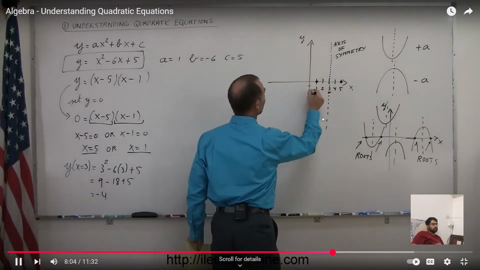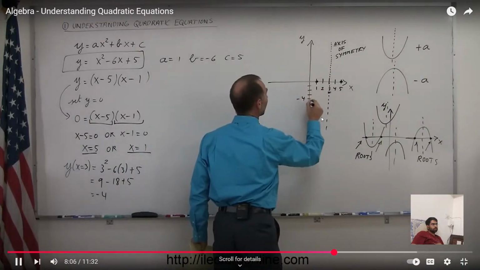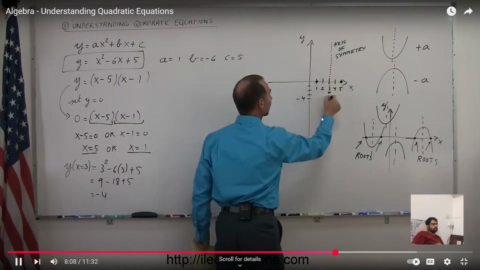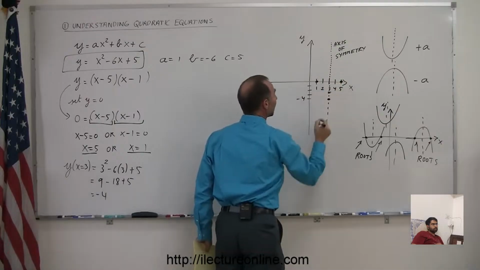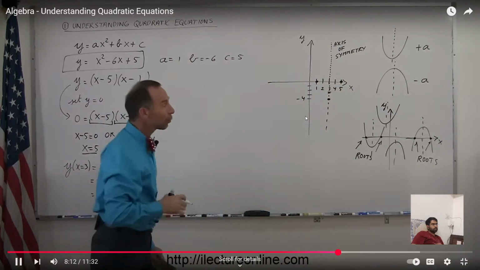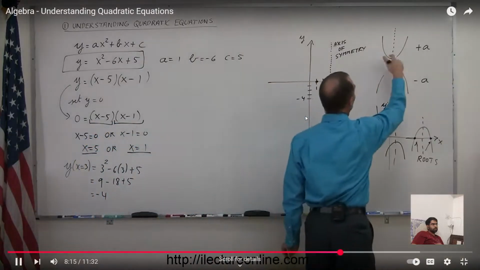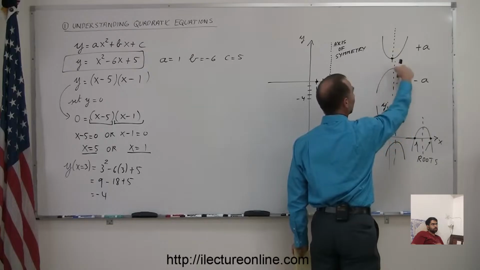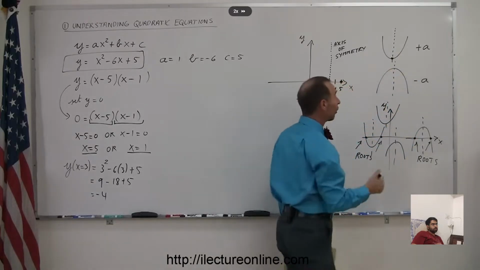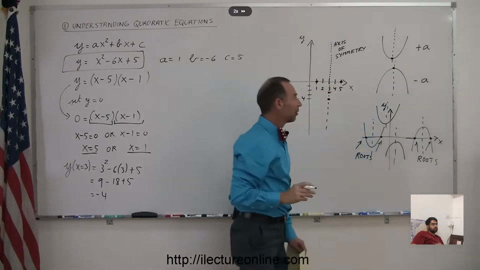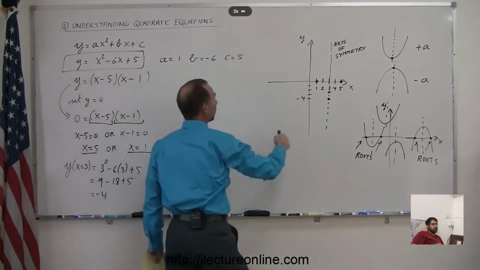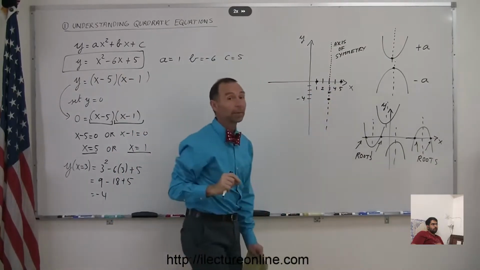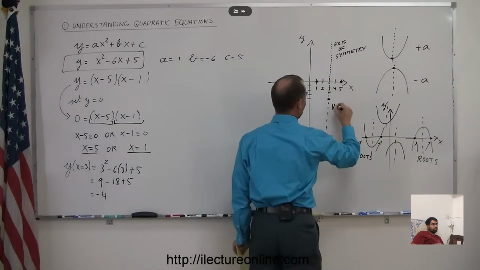So 1, 2, 3, 4. That's negative 4 right here. So x equals 3, y equals negative 4. That is the bottom or top point of my parabola. So if my parabola opens upward, the lowest point of my parabola is this point right there. If my parabola opens downward, then my lowest, or in this case my highest point right there, will be that point right there. So in this case, since a is a positive number, my parabola opens upward, so this will be my lowest point on my parabola, also known as the vertex.